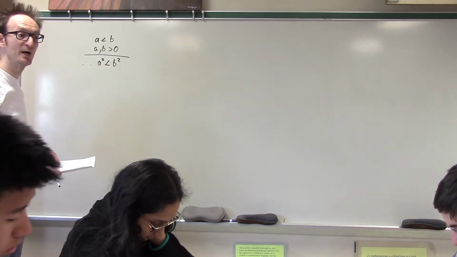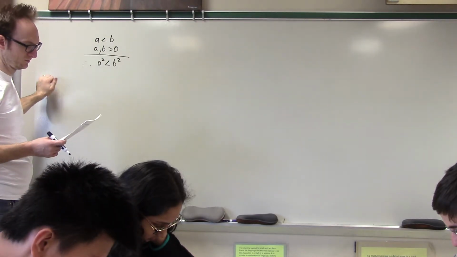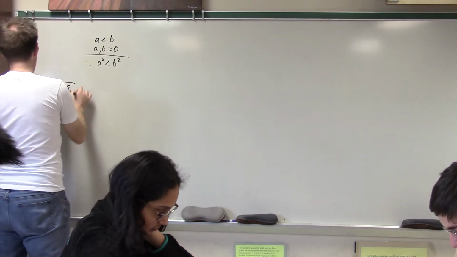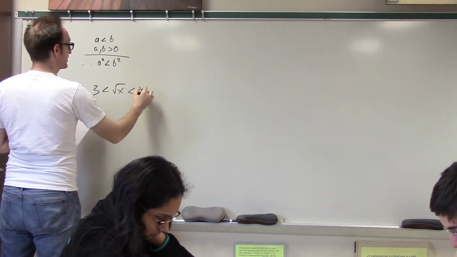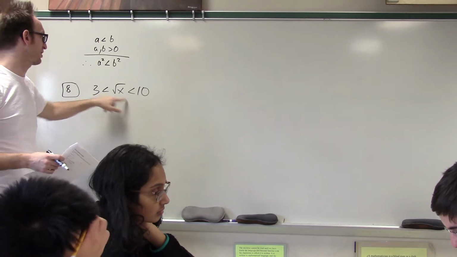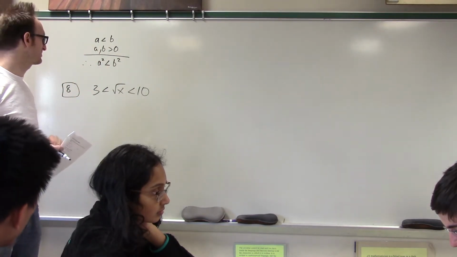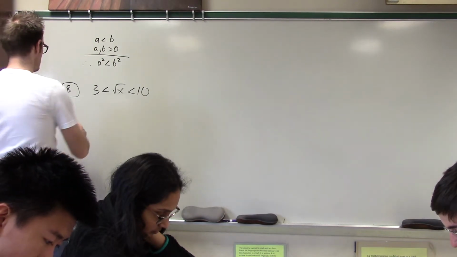Yeah. Good. So number 8. Surely this is like a compound inequality in which, well, of course, root x is positive. These are all positive, so just boom, square. X is between 9 and 100. Good? Okay, next.